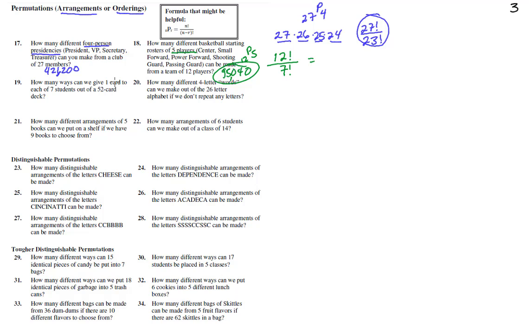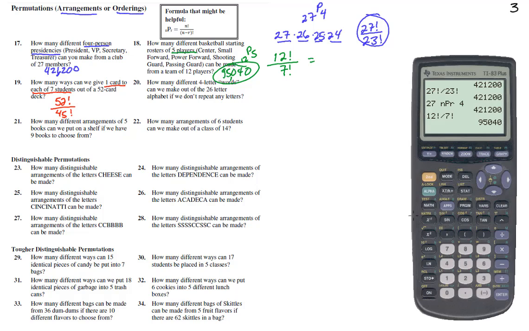Okay, number 19. How many different ways can we give one card to each of 7 students out of a 52 card deck? Now notice this is very similar to what we did last time where we showed him the card and then replaced it. But here we're not replacing, we're just giving a card to each of 7 students. So in that case we have 52 factorial over 52 minus 7, which is 45 factorial.